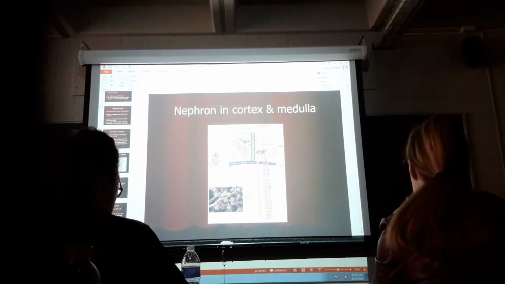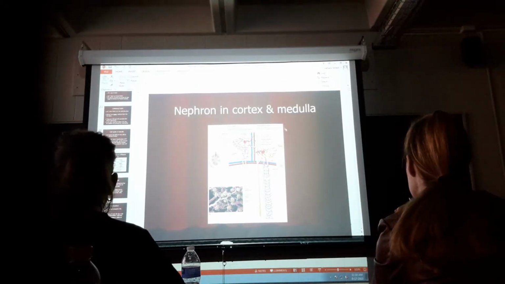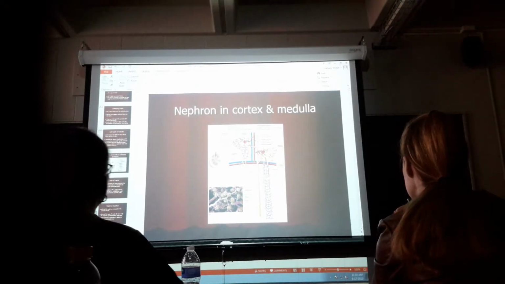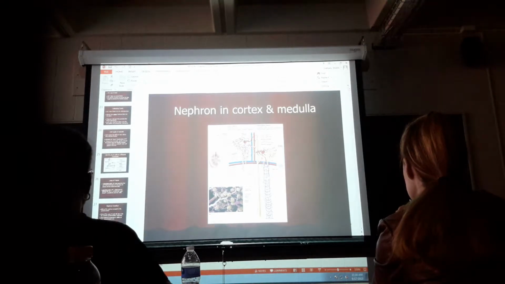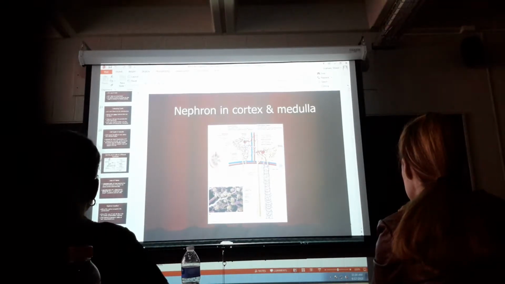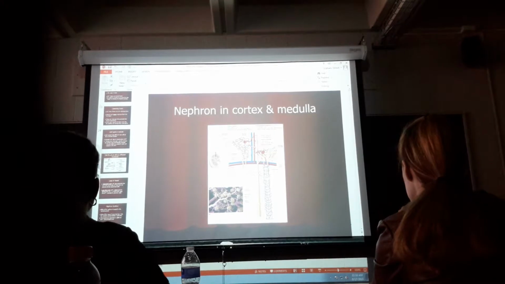So here's our cortex and our medulla. Up on top, we have all the action going on in the cortex. The loop of Henle dips down, then it goes back up, and then the collecting duct. So these are the stripy appearances that we're seeing in the pyramids, because we have lots and lots and lots of tubules going on there, so we see that.